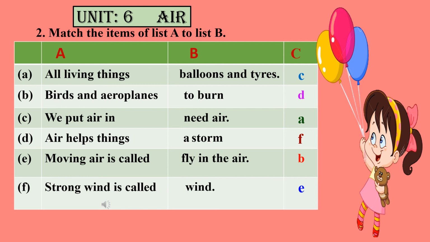Okay, you have to see these alphabets. Whatever these alphabets are, you have to write in front of it the correct part of the sentence. Need air is the part of A. Fly in the air is the part of B. So you have to write B here. Balloons and tires is the part of C. So you have to write C here. In the same way, to burn is the answer of D. So you have to write D. And E is wind. So the answer of sentence E is wind. So you have to write E here. F's answer is strong wind is called storm. So in front of that storm, you have to write F.